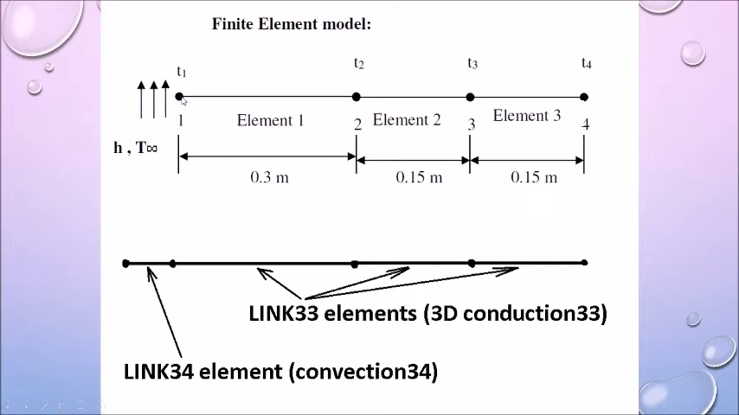Observe this finite element model. There is one element here which represents this portion, which is supposed to be of 0.3 meter. It is a conduction element. In ANSYS, the name of the element is called link 33. And the second portion of the wall is represented by this element. It is again a link element because it has to represent conduction. And the third portion of the wall is represented by this element, which is again a link 33 element. Link 33 element is also called 3D conduction 33.